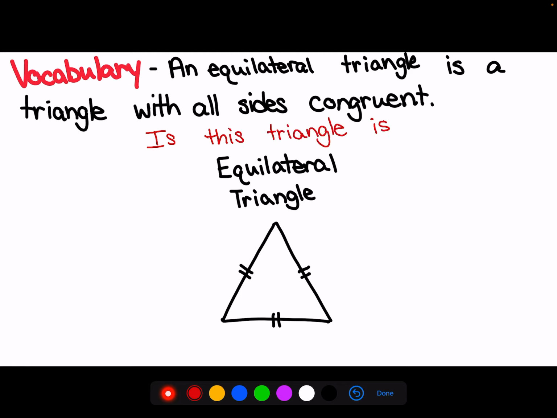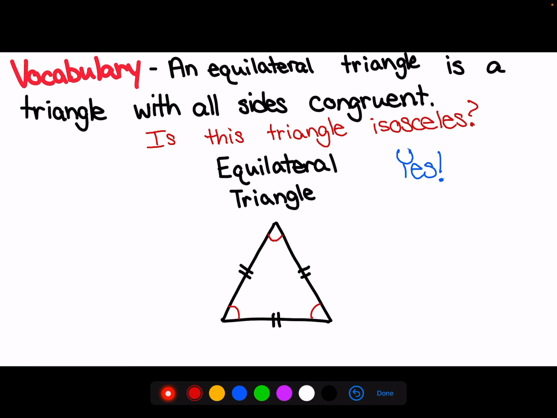Well, if we go back to the definition of an isosceles triangle, it is a triangle with at least two sides congruent. Well, this has three sides being congruent, which is at least two. So yes, this is an isosceles triangle. Wouldn't that mean that the base angles are also congruent? How do I know which side's the base and which sides are the legs? Wouldn't that just mean that all angles are congruent?